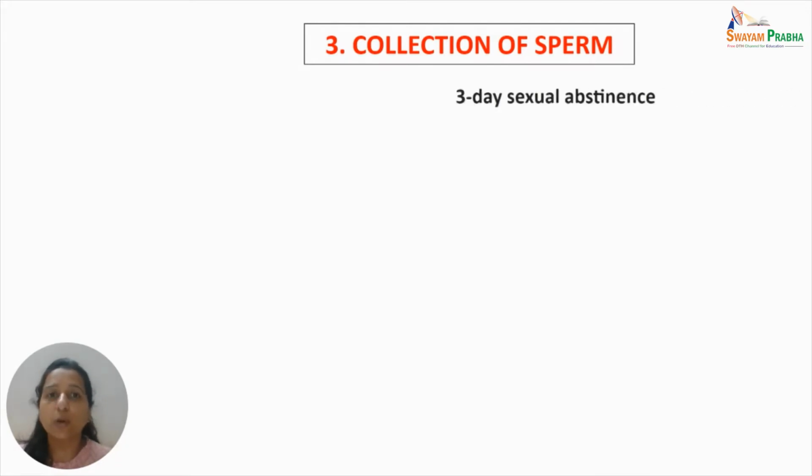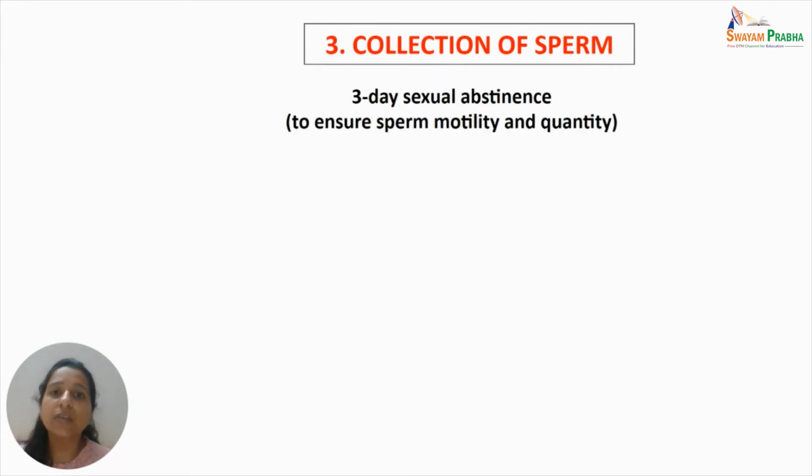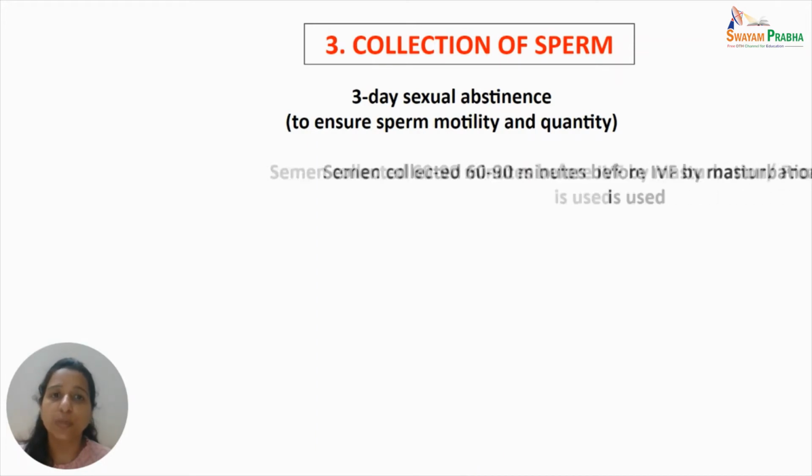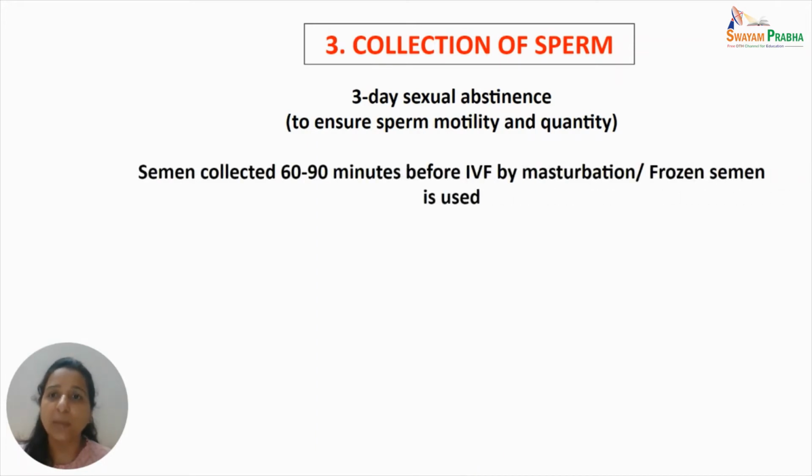Simultaneously, the sperm are also collected from the male partner, and the sperms are collected after a 3-day sexual abstinence, because this ensures the sperm motility and quantity in the sample. The semen sample is collected some 60 to 90 minutes before the procedure of fertilization, that is IVF, and this is collected by masturbation, or the semen sample can be collected from the frozen semen sample.